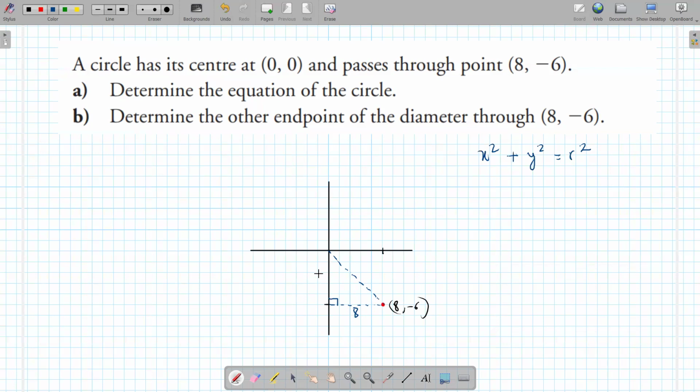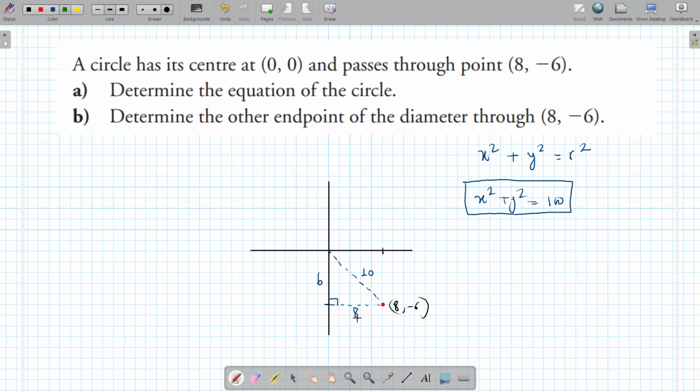The point negative is 6. It's just 6. So what's going to be the hypotenuse? This is a Pythagorean triple. It's going to be a nice whole number. 10. 64 plus 36. So therefore, the equation of this circle is simply x squared plus y squared equals 100.